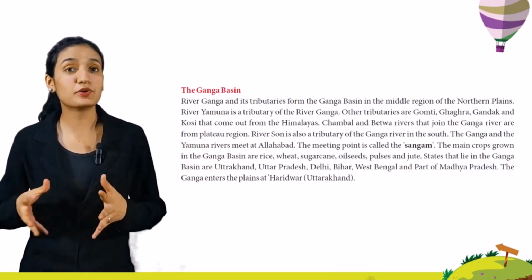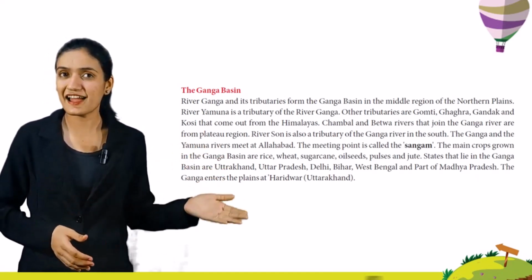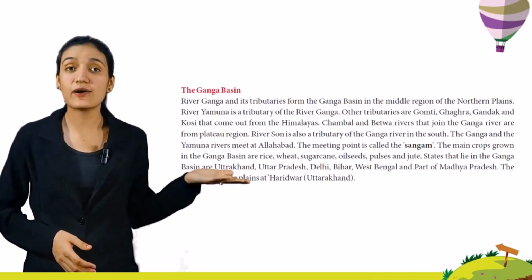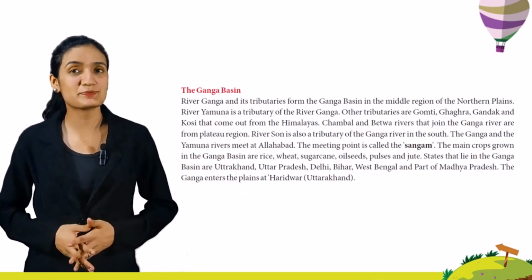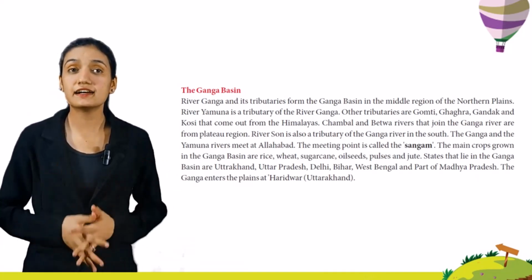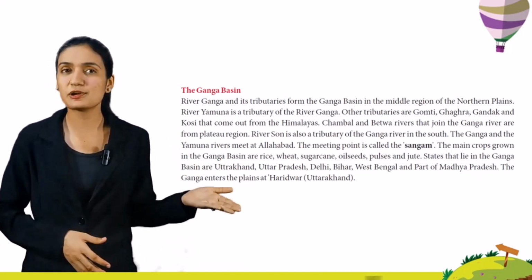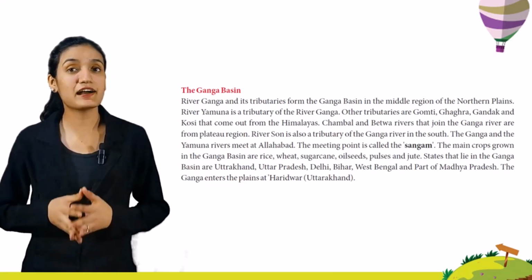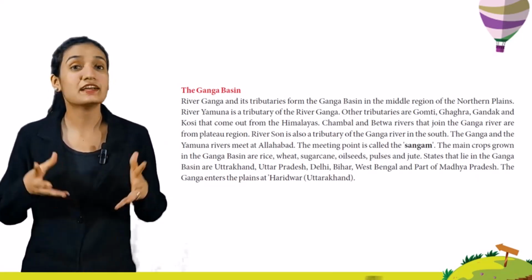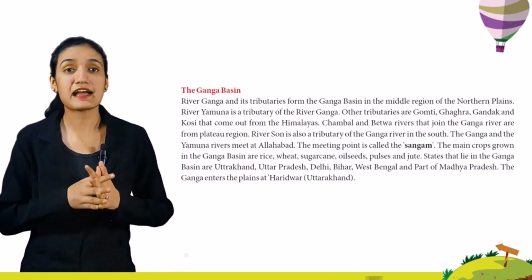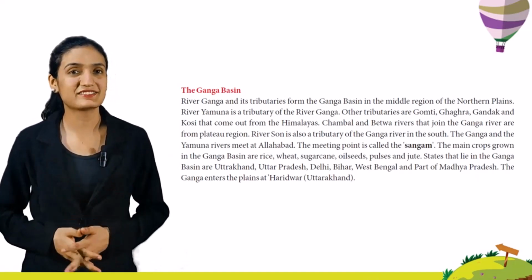The main crops grown in the Ganga basin are rice, wheat, sugarcane, oilseeds, pulses and jute. States that lie in the Ganga basin are Uttarakhand, Uttar Pradesh, Bihar, West Bengal and a part of Madhya Pradesh. The Ganga enters the plains at Haridwar, Uttarakhand.